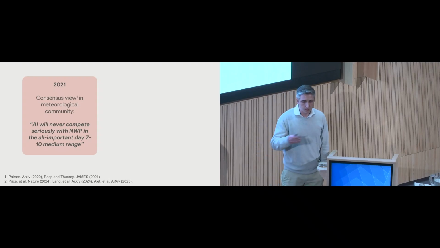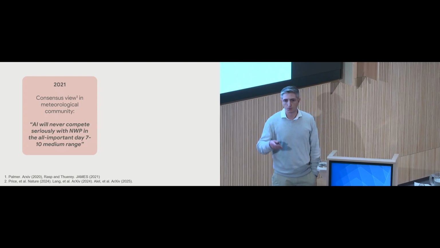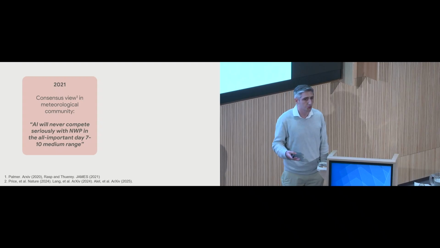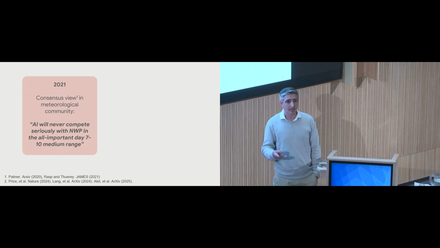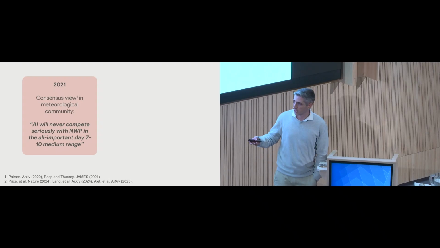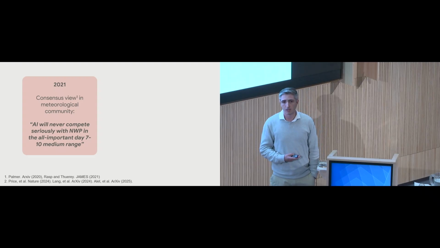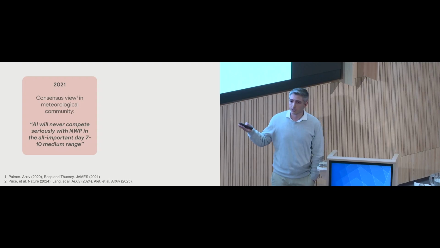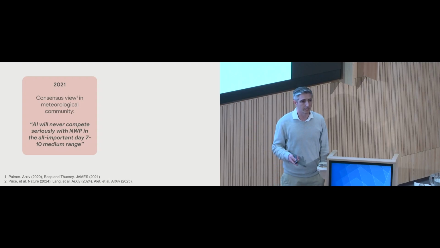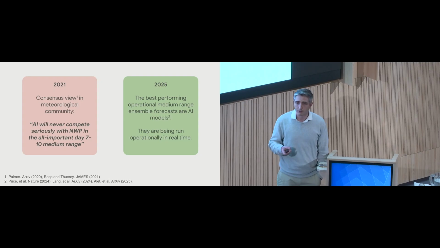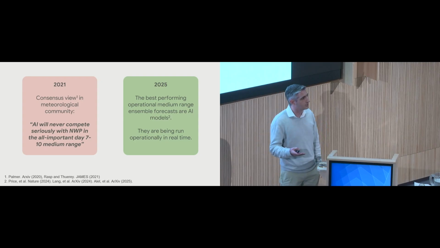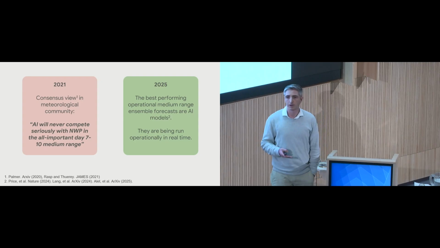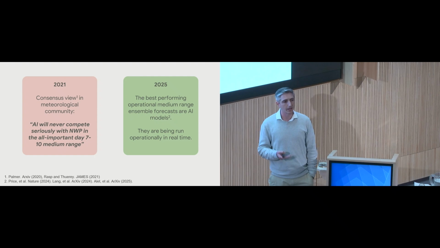Now, this wasn't just Tim's view or even just the view of these pioneers of numerical weather prediction. It was also a view shared by some of the early pioneers of AI for weather prediction. Stefan, for example, is now a colleague of mine at Google DeepMind. He was doing a lot of the early impressive work in this field, but this was a sentiment he expressed in a journal paper in 2021. If we fast forward to today, 2025, the best performing operational medium range weather models are AI models.